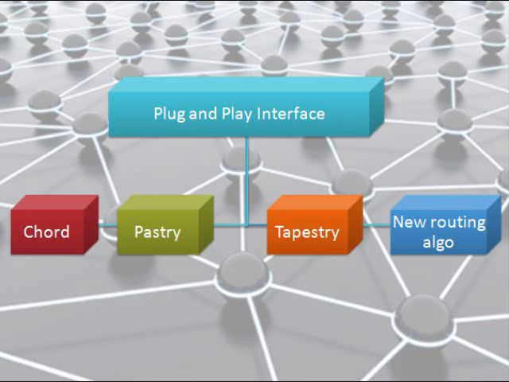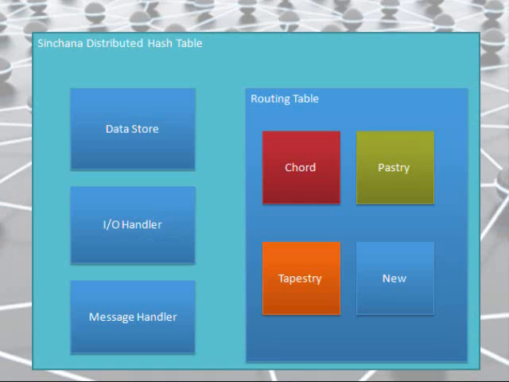The Sinchana distributed hash table is implemented in a way that the routing algorithm is decoupled from the other mechanisms like message handling, connection handling, data storing, etc. This gives a chance to integrate new routing algorithms into the Sinchana DHT quite easily.